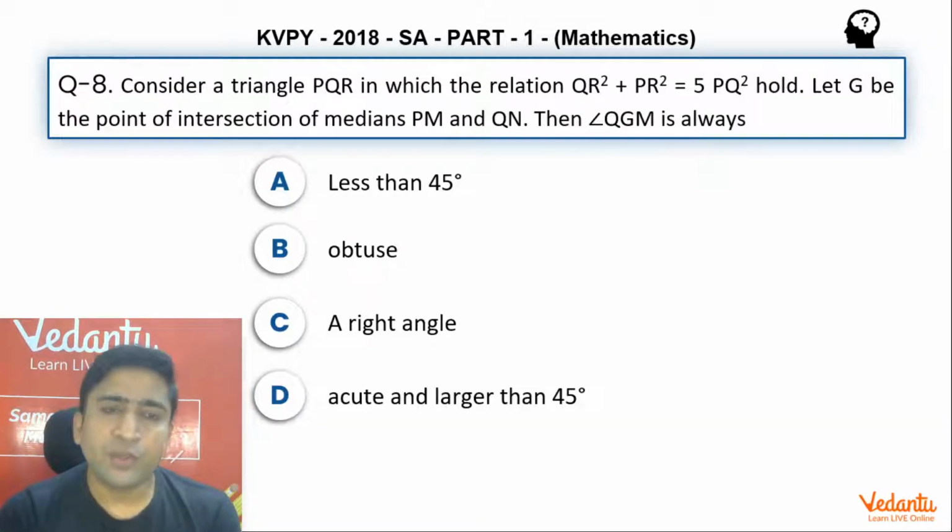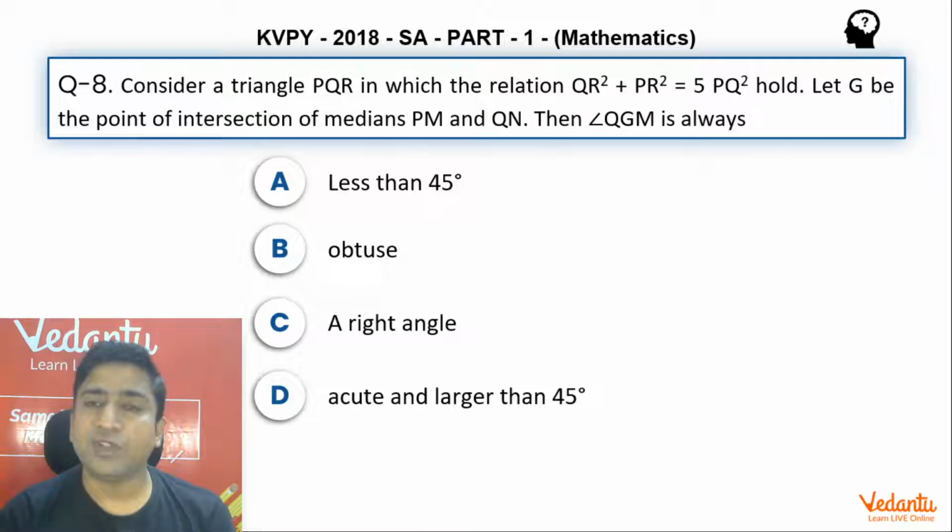As you can see on the screen, the question says: consider a triangle PQR in which the relation QR square plus PR square is equal to 5 times PQ square holds. Let G be the point of intersection of the medians PM and QN. Then angle QGM is always: option A, less than 45; option B, obtuse; option C, a right angle; option D, acute and larger than 45 degrees.